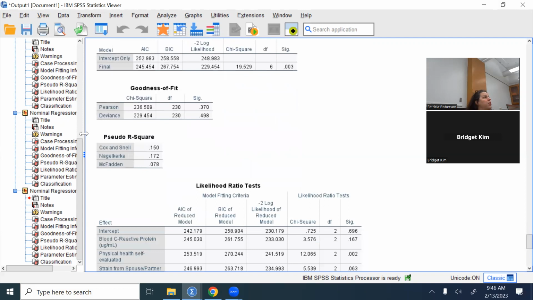Here are the pseudo R squares. You know what? I did not include the cutoff values, but I will do that because I don't remember them right off the top of my head. I will include those because there's a certain level that would be small, medium, and large for these R squares.